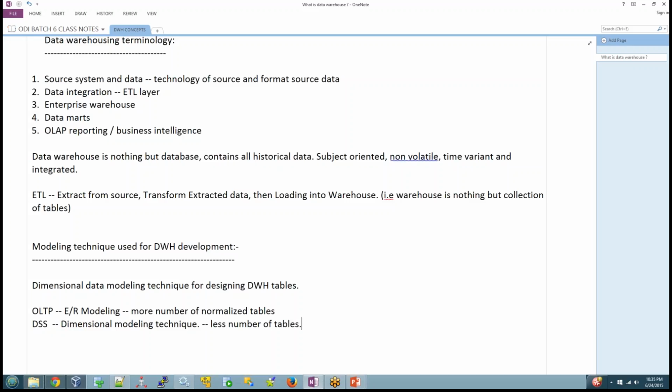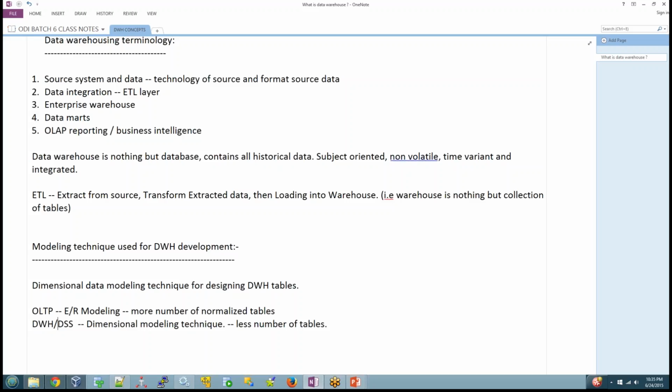Why are we going to have fewer tables? What is the advantage? The data warehouse contains a huge amount of data, billions of records, terabytes of data stored in a database.